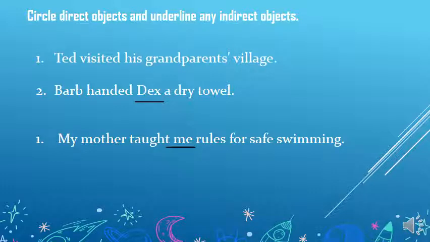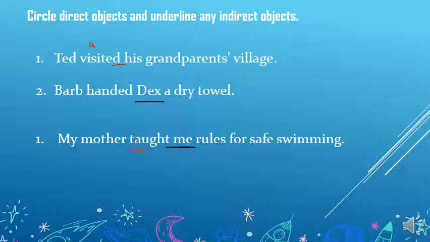Okay, here circle the direct object and underline any indirect object. So I forgot here, and the indirect objects are underlined. Okay, let's look at the first one. Ted visited his grandparents' village. Now, what did he visit? Here, of course, we have direct and indirect objects. All the verbs are action verbs, and we have here visited, handed, and taught. All are action verbs.